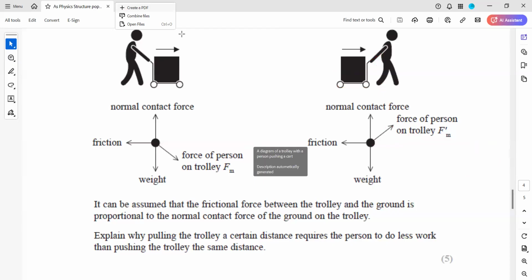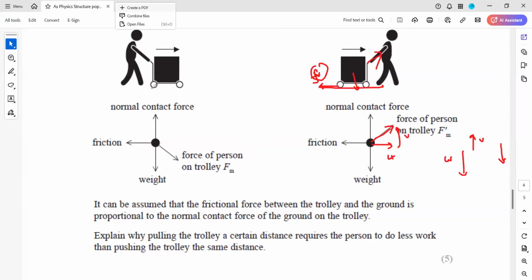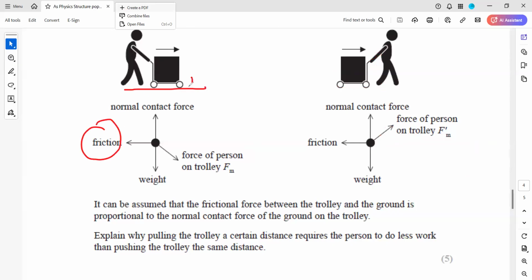So yes, you can mention the direction of the friction of the wheel. You can compare the direction of the friction of the wheel, or you can compare the direction of the whole friction, like the resultant friction. Definitely, as the wheels are rotating in this way, the direction of the friction is in this way.